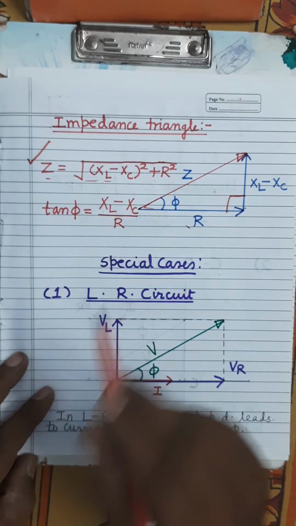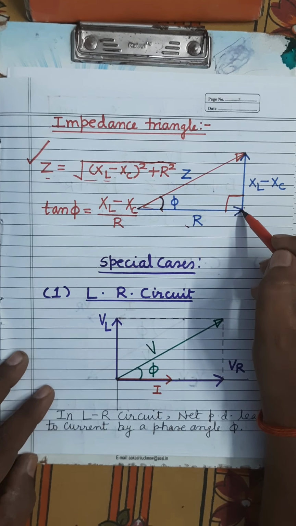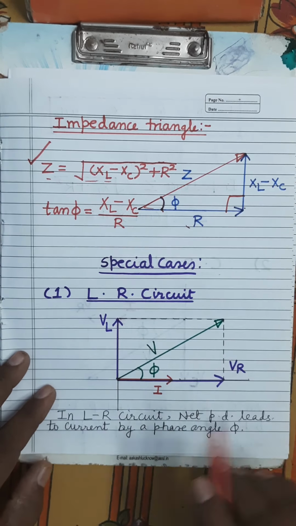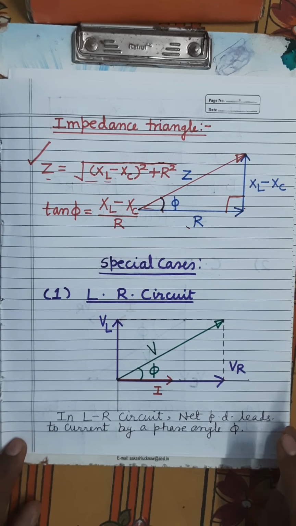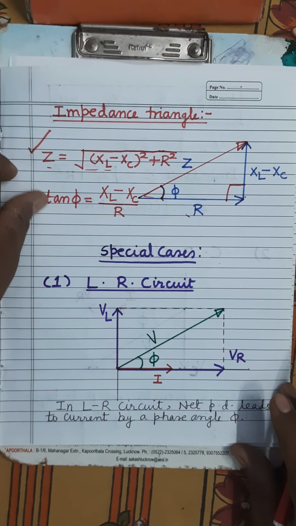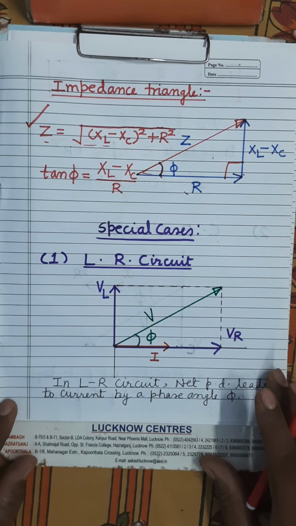It's clear. From here, this will be the phase difference. Tan phi equals XL minus XC upon R. This triangle we call the impedance triangle. Now we will discuss some special cases of the LCR circuit.